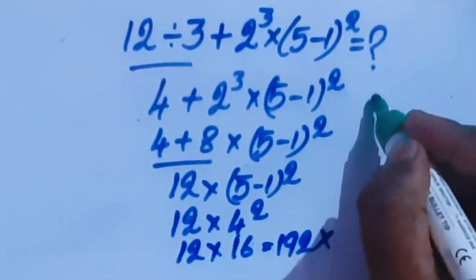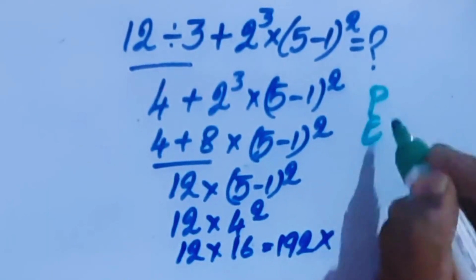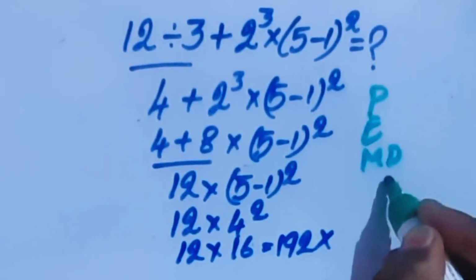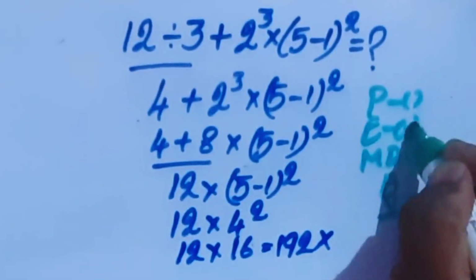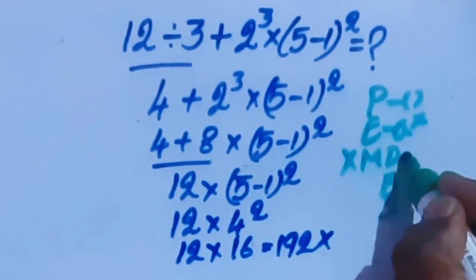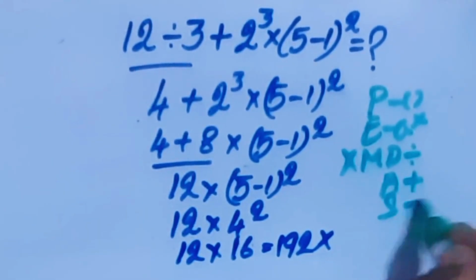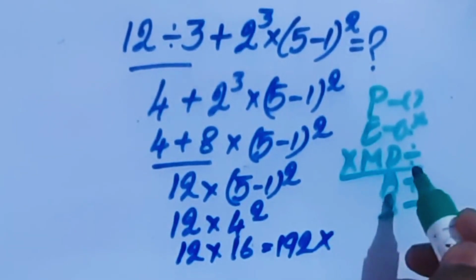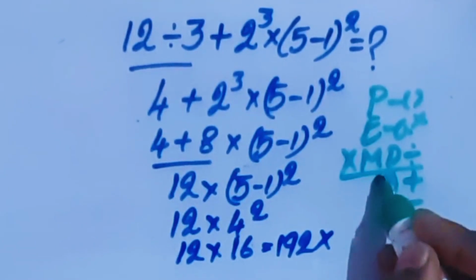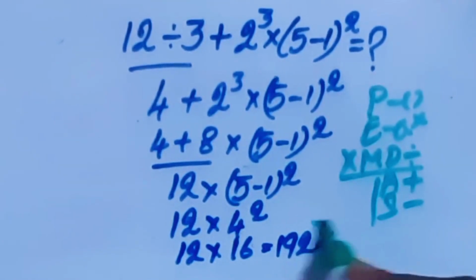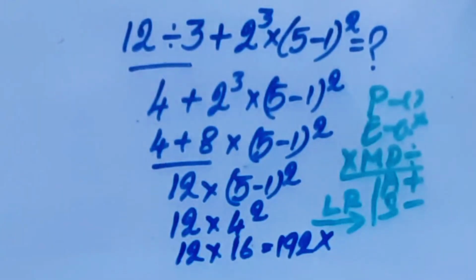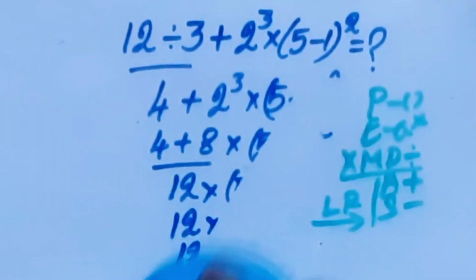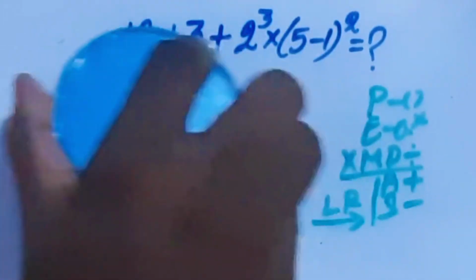Here we are going to introduce this PEMDAS rule from order of operations to solve this problem in the correct order. Here the bracket is higher priority, then the exponent. M stands for multiplication, D stands for division, A stands for addition, S stands for subtraction. Multiplication and division are both equal priority. Also addition and subtraction are both equal priority. For equal priority we are going to introduce this left to right rule. Now we are going to solve this problem in the correct order by using this order of operations, PEMDAS.